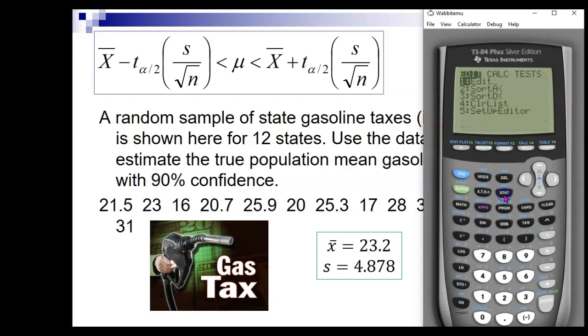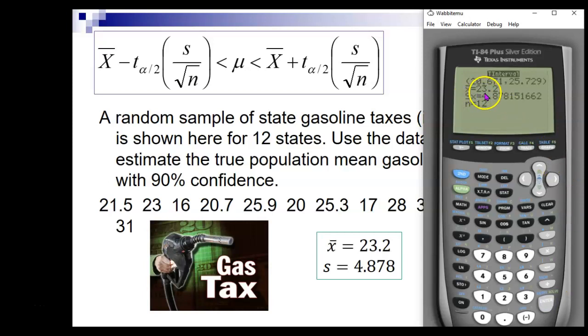Now I'm going to push Stat again, go to Tests, go to T-Interval, and this time I want it to look at the data, the individual data values that I entered. So I'm going to select Data. I put the data in list L1. Frequency should be 1 because each number only counts once. And my confidence level was 90% or 0.90. So now I'm going to ask it to calculate.